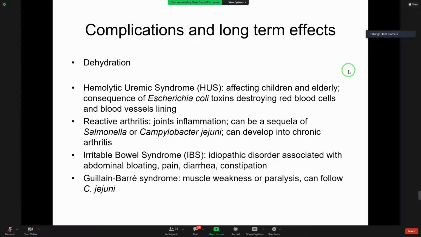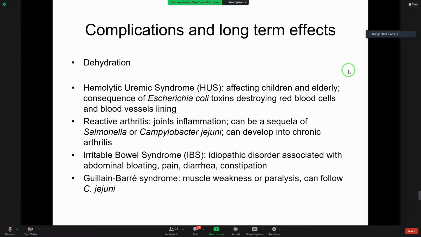But unfortunately, these diseases may also, not in every individual but often, have complications and effects that are long-term. Of course, they could result in dehydration, especially if they are accompanied by diarrhea and this type of symptoms. But more worrying long-term effects may also ensue.